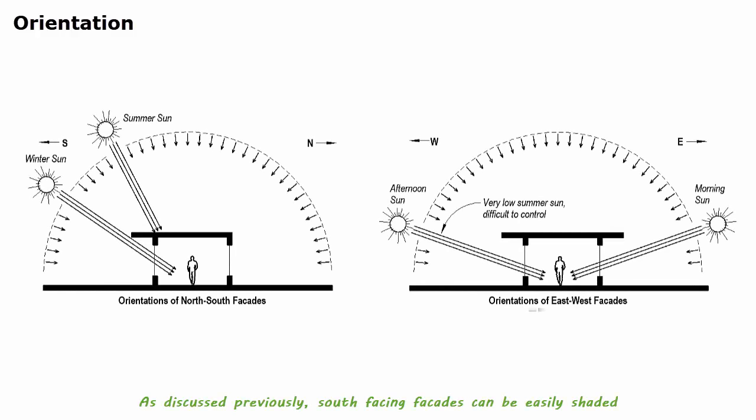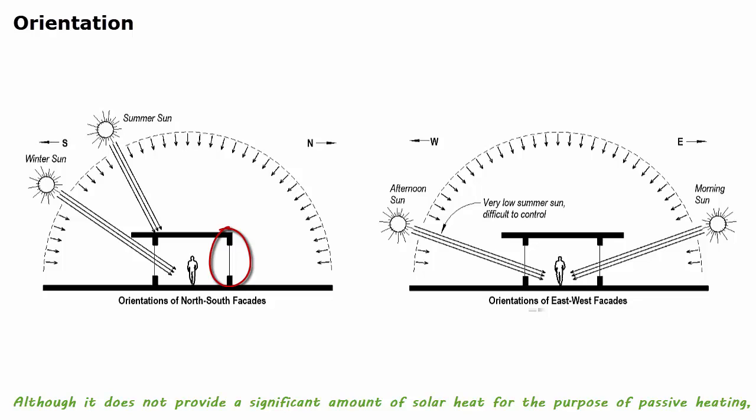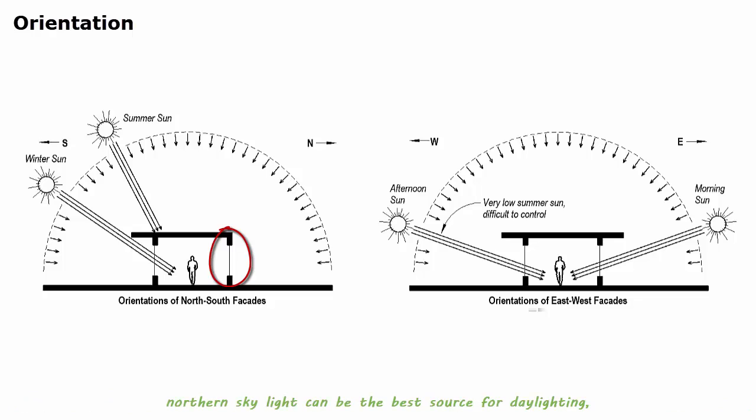As discussed previously, south-facing facades can be easily shaded with overhangs, light shelves, or louvers. North-facing facades usually receive little or no glare, although it does not provide a significant amount of solar heat for the purpose of passive heating. Northern skylight can be the best source for daylighting because it is almost always diffuse, uniform, and soft.